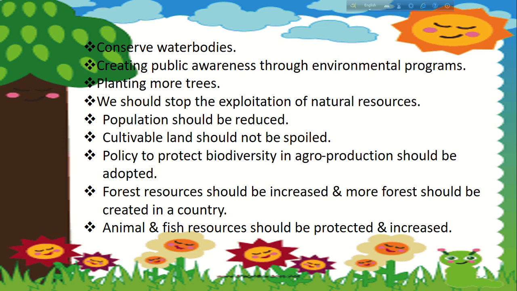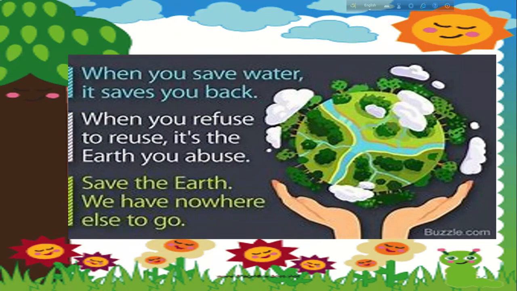Population should be reduced. Cultivable land should not be spoiled. A policy to make biodiversity in agro production should be adopted. Forest resources should be increased and more forests should be created in our country. Animal and fish resources should be protected and increased.